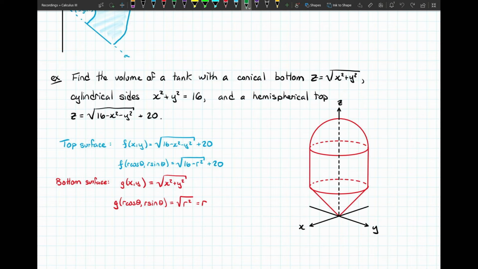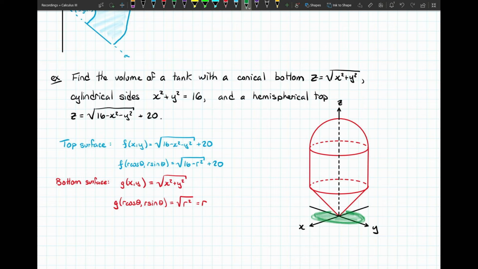Now we just need to take a look at the domain of integration. Looking straight down at the xy plane, we can see that this would be a circular region of integration. Our top surface is the hemisphere, our bottom surface is the cone, but we're only going to be integrating within this cylinder, x squared plus y squared equals 16. And that is a circular region on the xy plane.